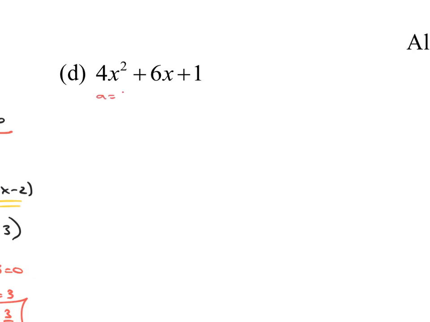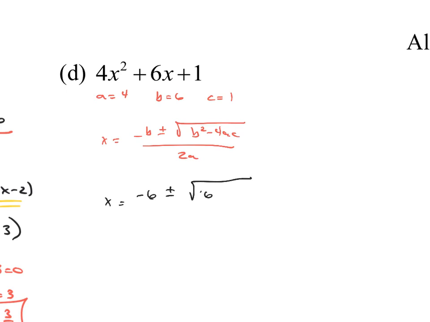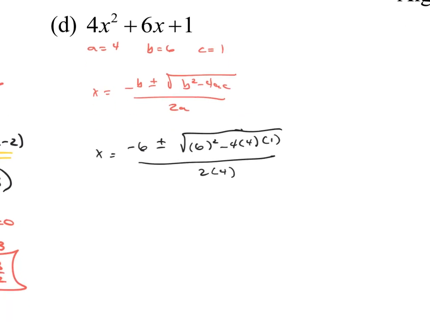Again, let me write down A equals 4, B equals 6, and C equals 1. I'll remind you of the quadratic formula. It's negative b plus or minus the square root of b squared minus 4ac all over 2a. I'm going to go ahead and plug in those numbers now. So I know x equals, this would be negative b, which is negative 6, plus or minus the square root of b, which is 6 squared, minus 4 times a, which is 4, times c, which is 1, all over 2 times a, which is 4. Go ahead and simplify that out.